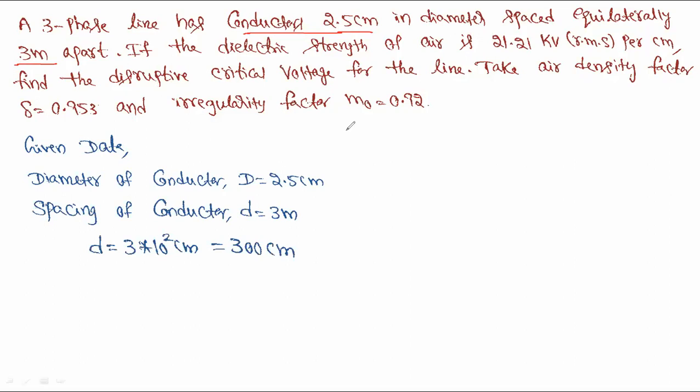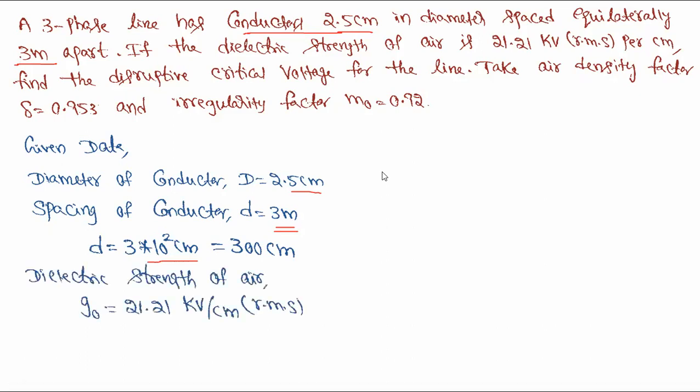The diameter is already given in centimeters. The spacing can also be converted into centimeters. That is 3 into 10 square centimeter, so we are getting 300 centimeter. And the dielectric strength of air is directly given for the RMS value, that is 21.21 kV per centimeter. Find the disruptive critical voltage.